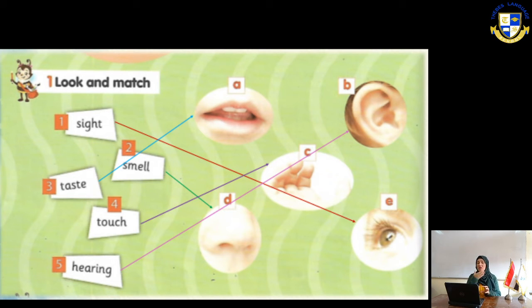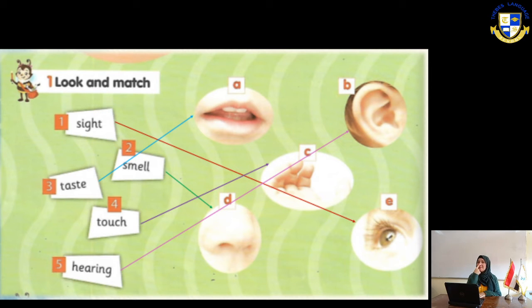IGH are pronounced as A. So we are going here to say sight. Sight is already done with, we are going to match sight with the eyes. So match number 1 to number E.